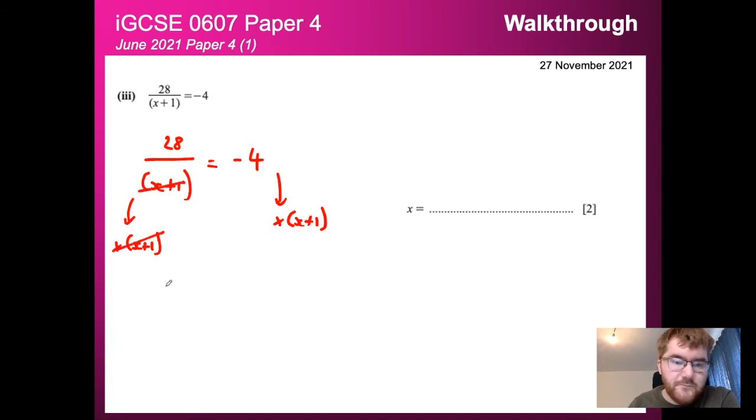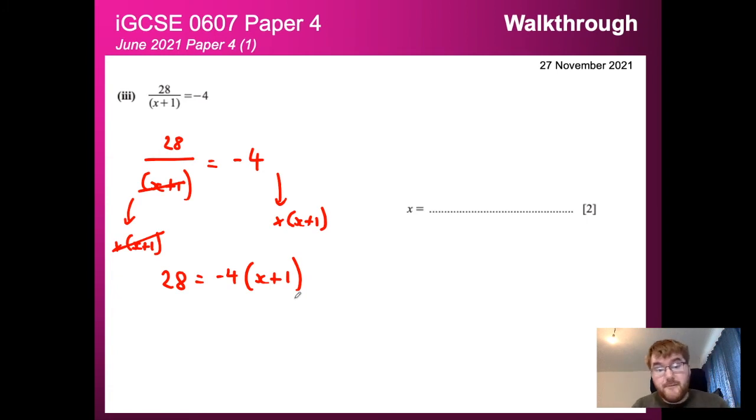That's very helpful. We're left with 28. Then we've got minus 4, open brackets, x plus 1. Now you could expand brackets here and then simplify, but there is a quicker approach here. Remember, these two things are just timesed together. So what's the opposite of timesing by minus 4? Well, we can actually divide by minus 4 on both sides.